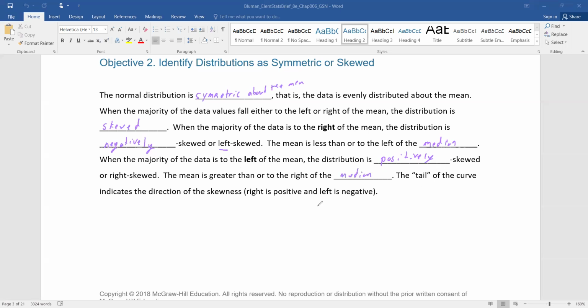The tail of the curve indicates the direction of the skewness. So right is positive, left is negative. So if you see a tail on the right, then you know it's going to be positively skewed. If you see a tail on the left, then you know it's going to be negatively skewed. So let's look at pictures so that you can see what that means.